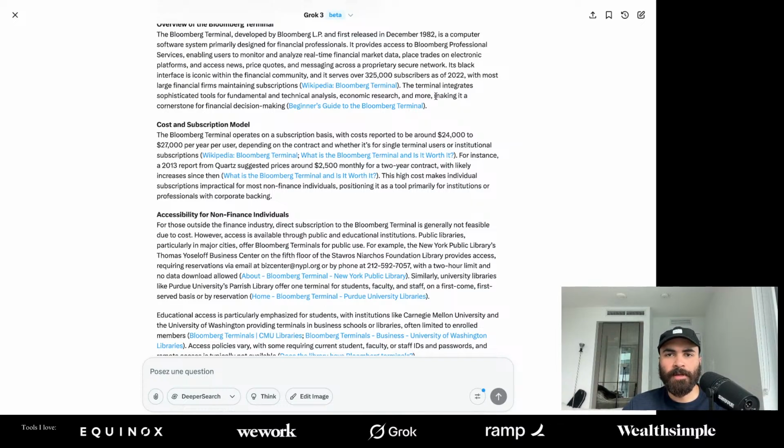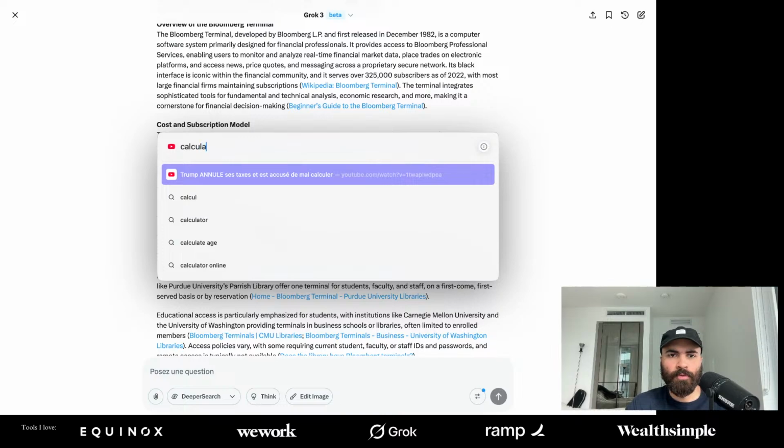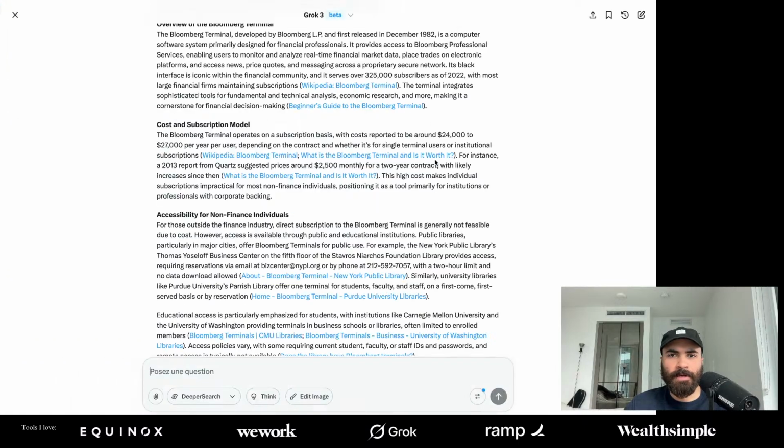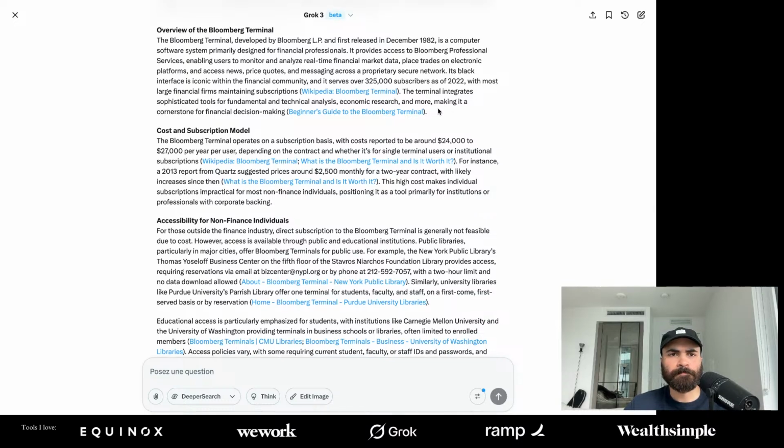Wow, so just calculate that. Okay. What's the best way? Calculator online? Calculator. Okay, so let's do this. 325,000 multiplied by 25,000. Wow, what is this number? 8 billion. All right, that's how much money Bloomberg Terminal makes.